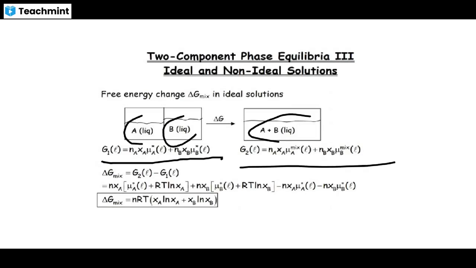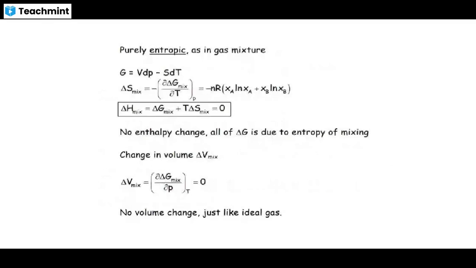So you get the relation nRT, divided, purely entropic as in a gas phase. G is nothing but VdP minus SdT. So delta S mixing is nothing but minus ∂ΔG/∂T at a constant pressure. Differentiating, take the temperature and put the negative sign. Delta H mixing is nothing but delta G mixing plus T delta S, which equals 0.